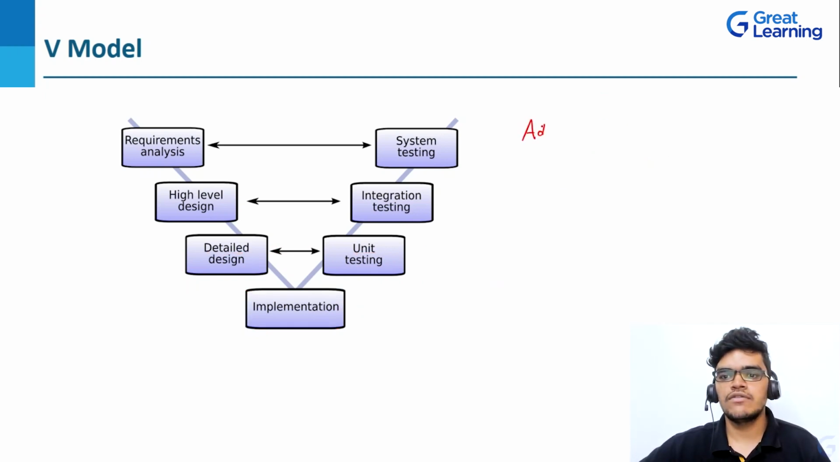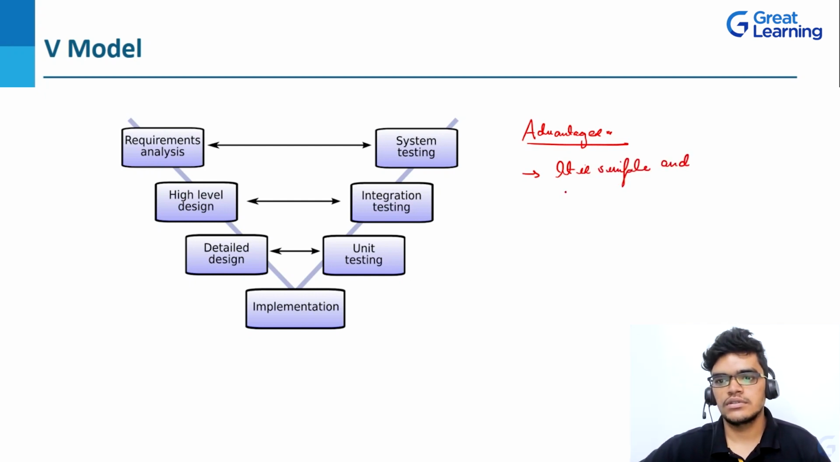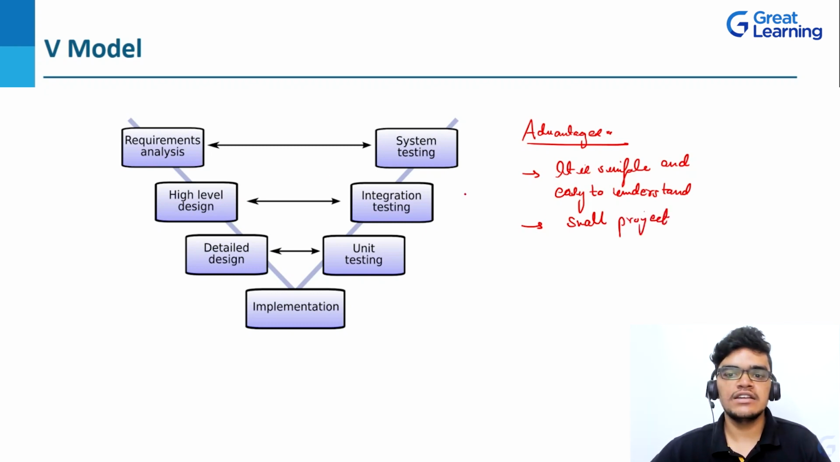Now talking about the advantages of the V model, it is simple and easy to understand. The second point is that it is good for small projects where the requirement is defined. So you can see that development and testing are done here parallelly, right? A small project where the requirement is defined.